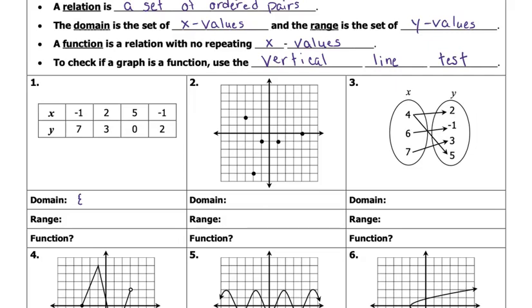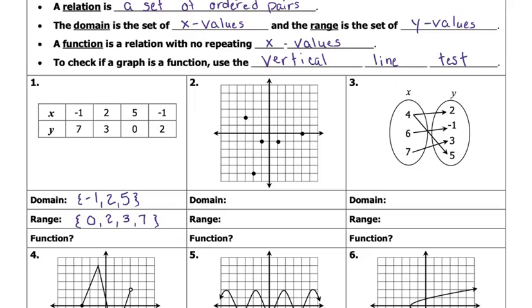X values, so if I go across from x, I have -1, 2, 5, -1. Order them least to greatest, so -1, 2, and 5 is my domain. End brace. That's my set. Range, on the other hand, is the y values. Again, inside braces, least to greatest, no repeats. My y values are across the bottom, so we'll go 0, 2, 3, and then 7, and we'll end with another brace, so a closing brace.